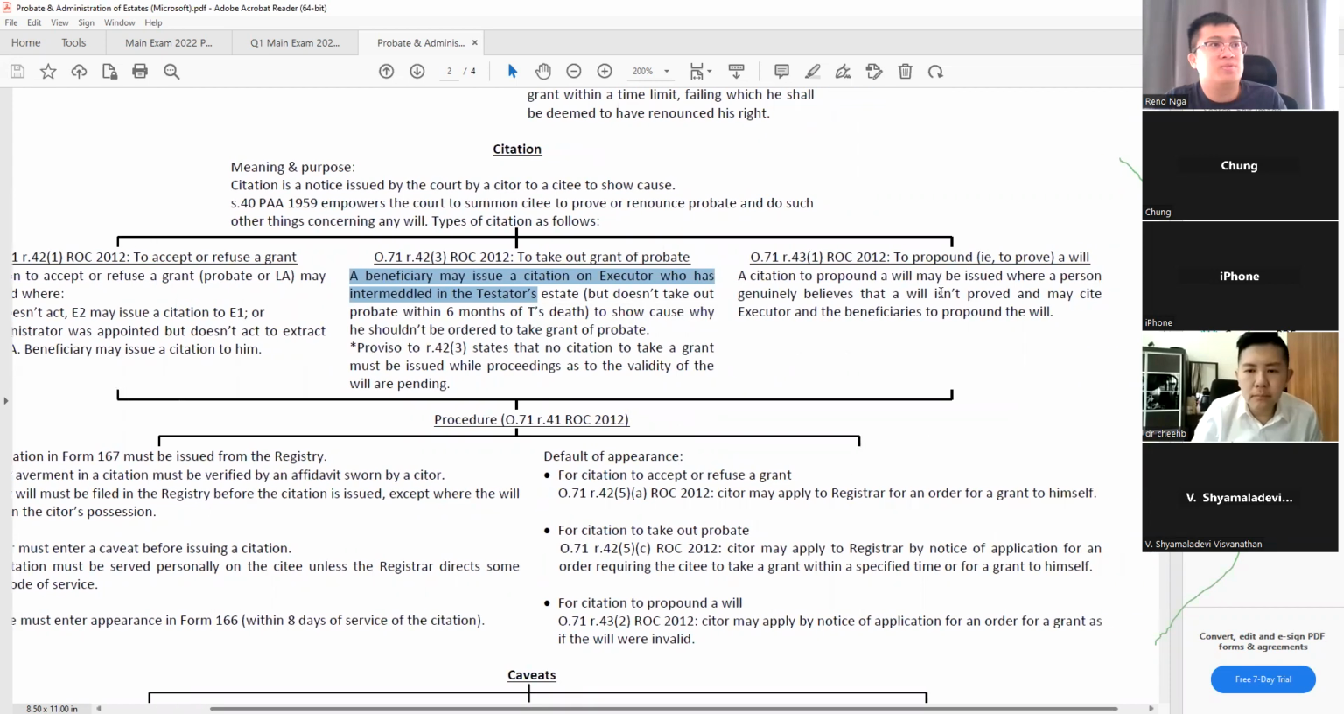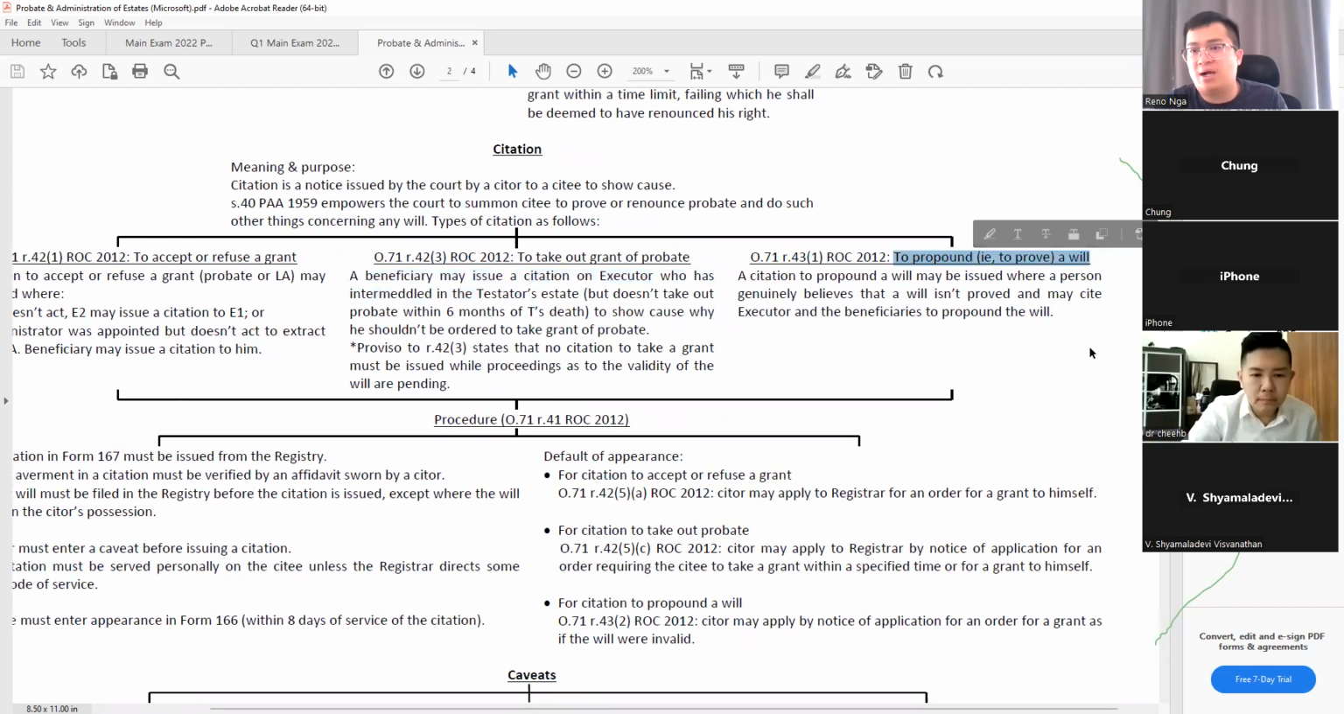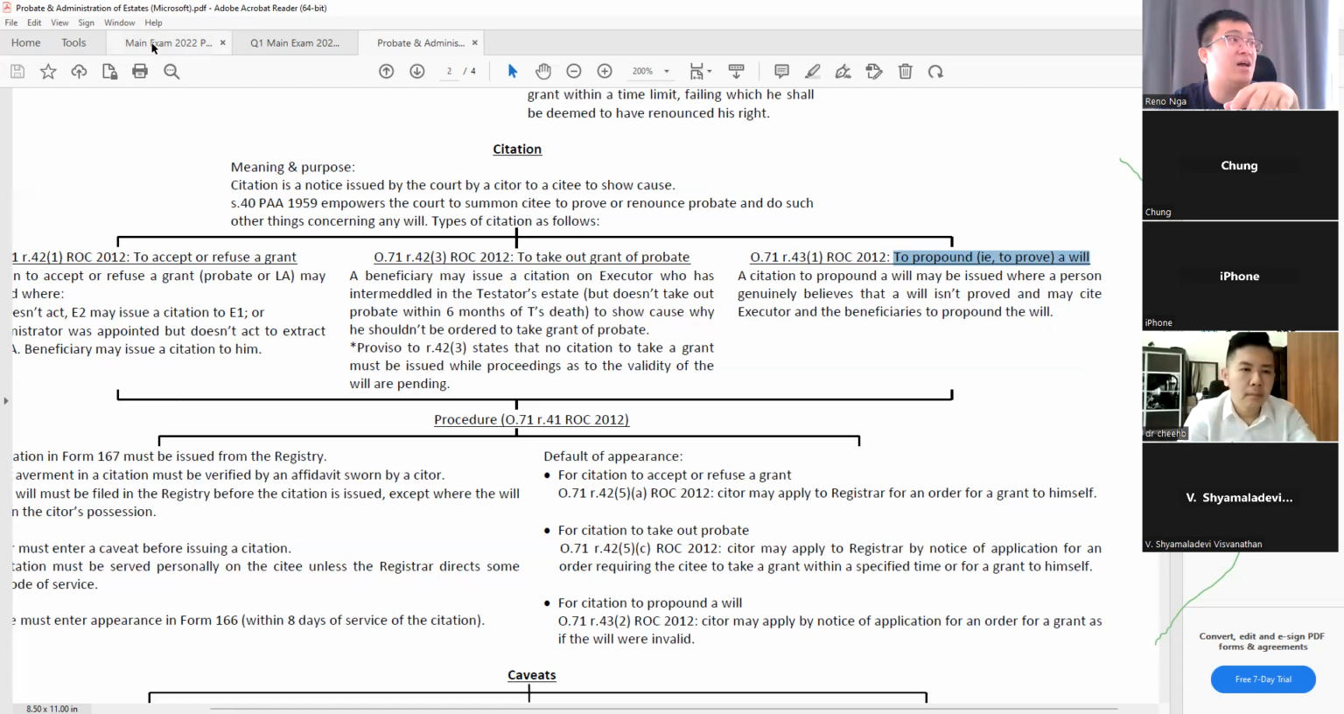And the last one, to propound a will, to prove a will. So let's say Dr. Chi says, I'm the executor of so and so. I don't trust him. I say, please prove. So this is the citation I can do. I say, please show us the will. I want to see whether this is the deceased's signature or not. I want to see whether this is what he wrote or not. So these are all three types of citation we have.